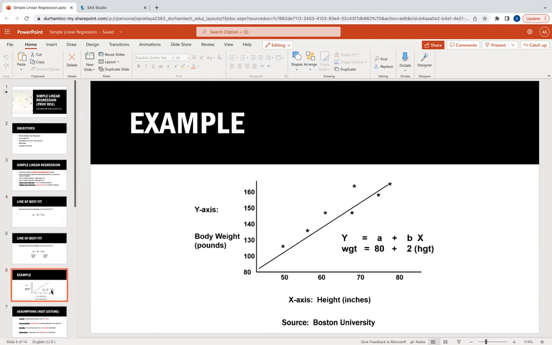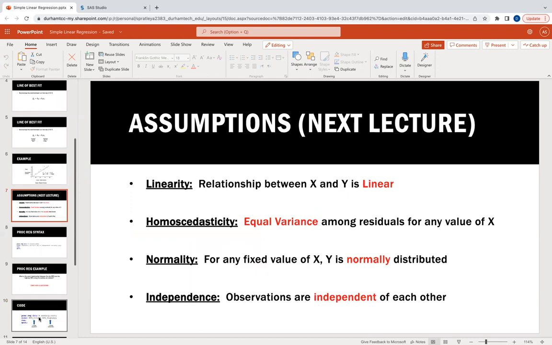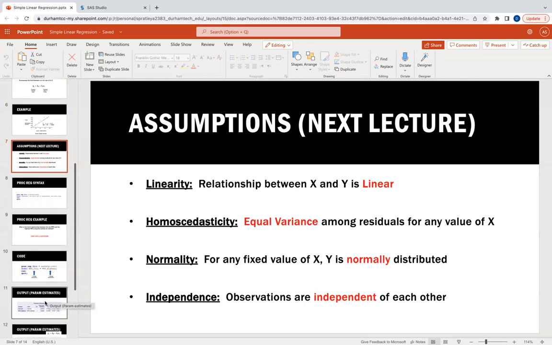In our example that we looked at, we have height on the x-axis, weight on the y-axis, and our actual prediction is denoted by this line of best fit. Okay, and we can fill in that for any value of X, what do we predict the Y to be? Okay, there are four assumptions that we're going to talk about in a future lecture that have to be intact before you use this model. You just can't use it willy-nilly.